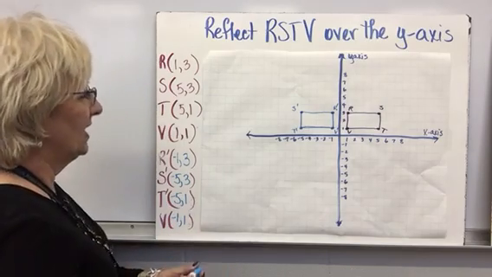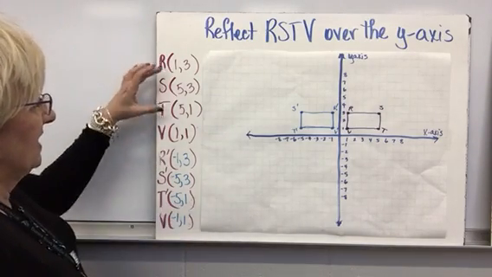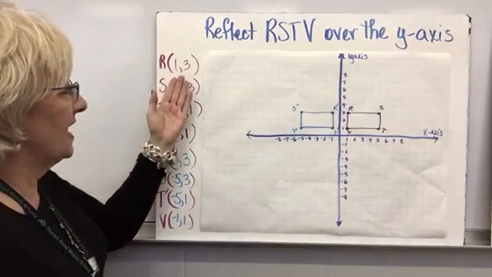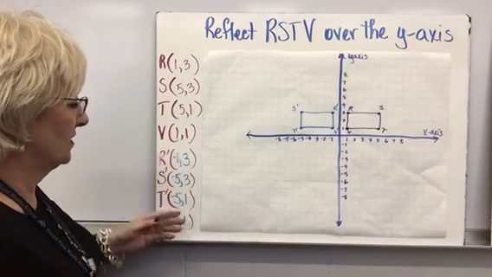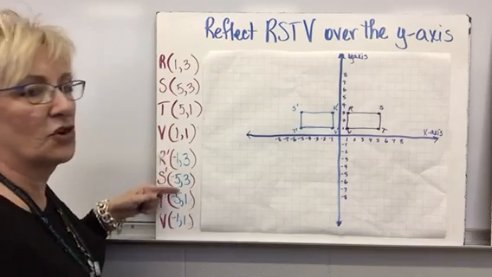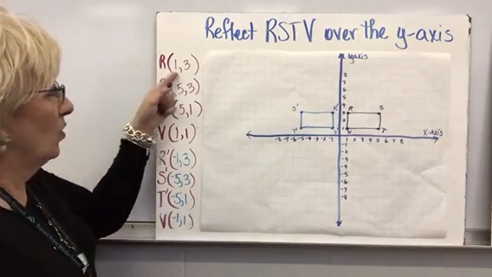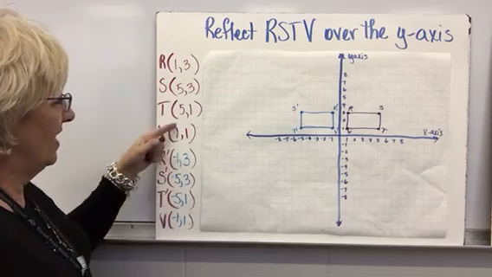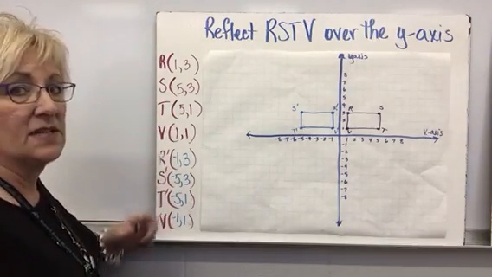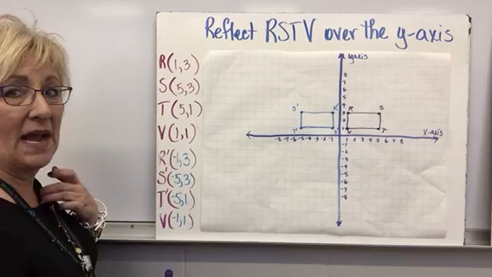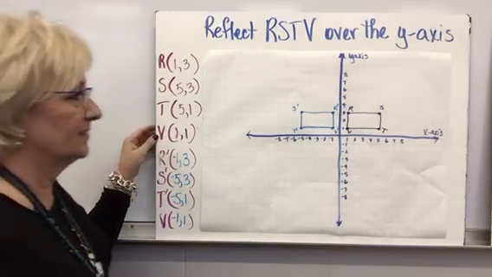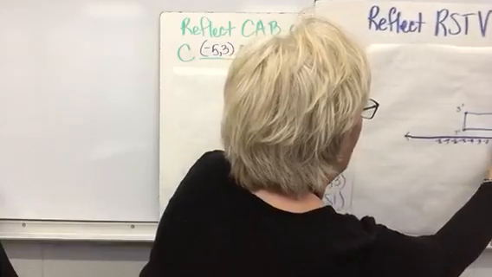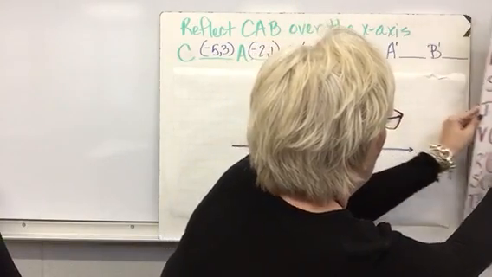I want you to look at these and see if you can see any similarities and any differences. You should see that it looks like the same numbers, except all the x values have turned into negatives. It's 1 and -1, 5, -5, 5, -5, 1, and -1. So it's the same setup, except now my x values have changed signs. Let's look at another one where we're going to be drawing CAB on the coordinate plane.